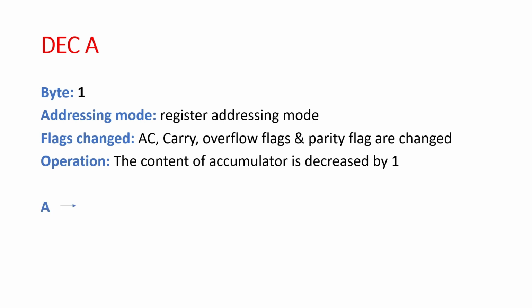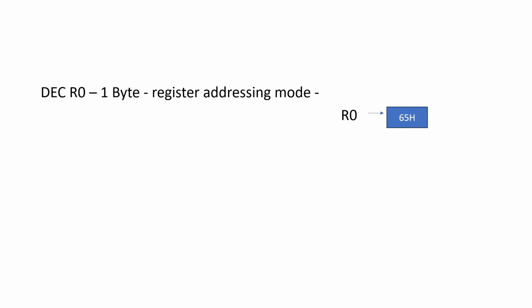See, if the content of accumulator is 70H, then it will be decremented by 1 and the content of accumulator becomes 69H. See the more instructions for decrement. DEC R0. This is a 1 byte instruction and addressing mode is register addressing mode. See, if the content of R0 is 65H, then it will be decremented by 1 and the content of R0 becomes 64H.